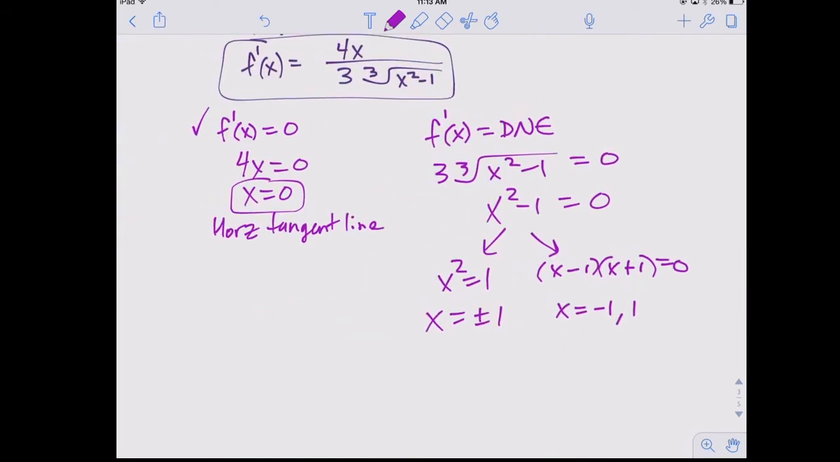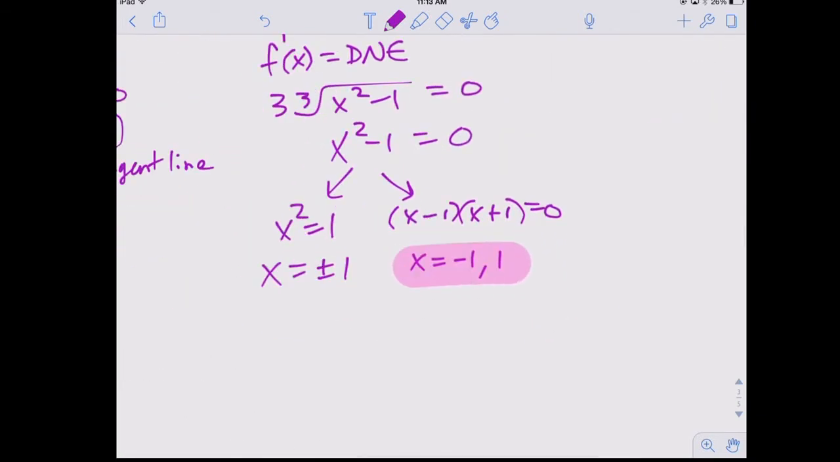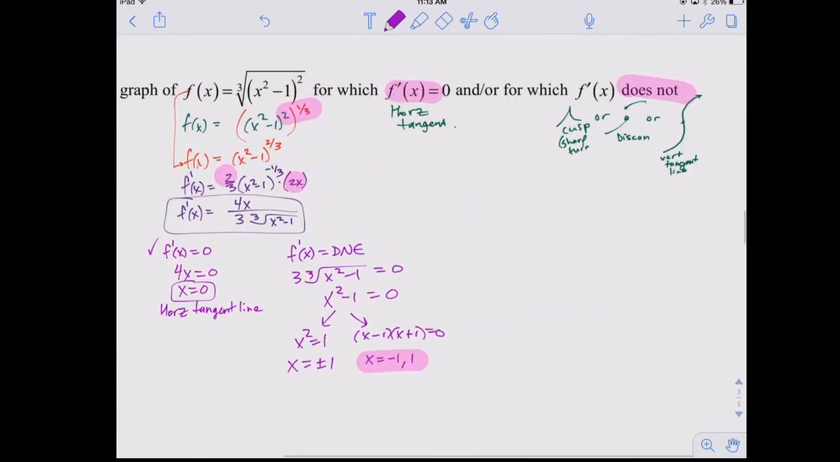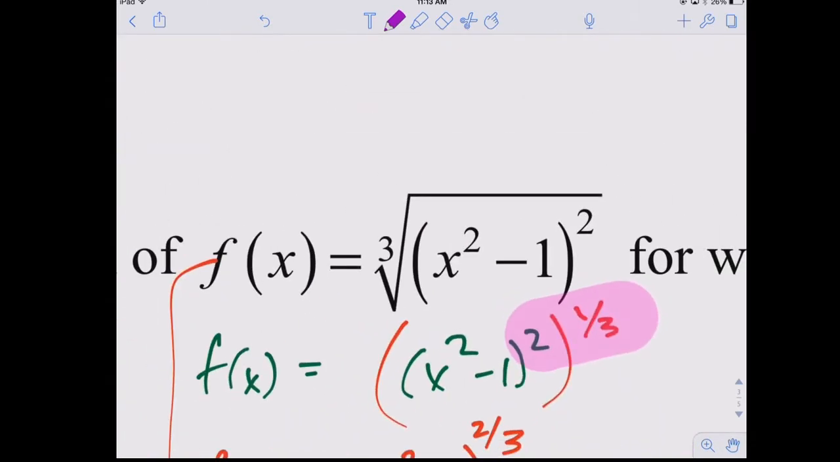Okay, so at any rate, there's going to be two values where the derivative is DNE. And those could be cusps, discontinuities, or vertical tangent lines. Now, let's look at this. The derivative was undefined there. What's the domain of f? Let's just ask that question. What's the domain of our original function?